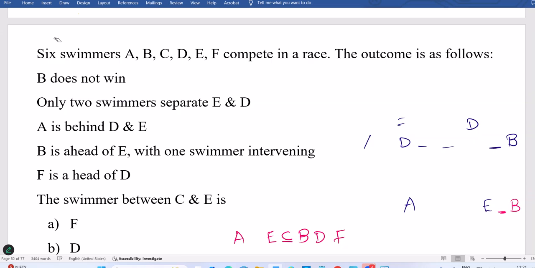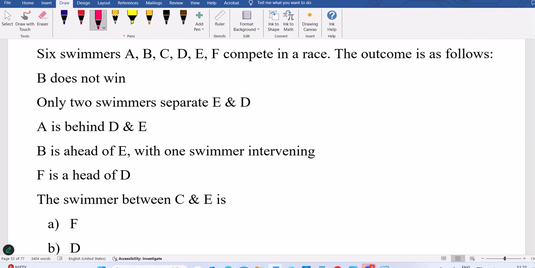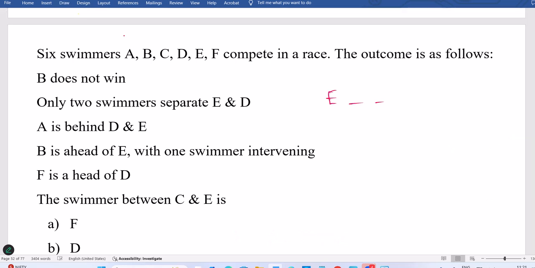Two persons between E and D. You can just check it out. I'll explain again. It is ED or DE, we don't have clarity. This is what you can clearly observe now. It's set. So two people between E and D, it can be like this or like this. B is ahead of E, intervening one person. This is one chance. Now, already 6 slots are completed.